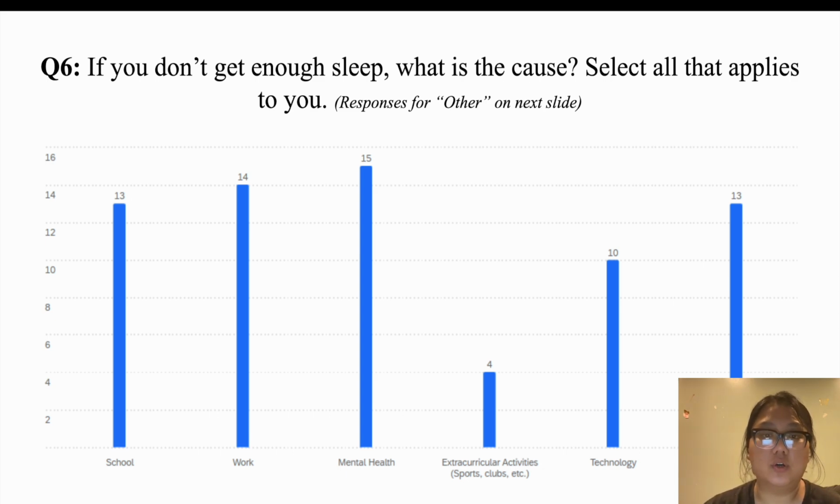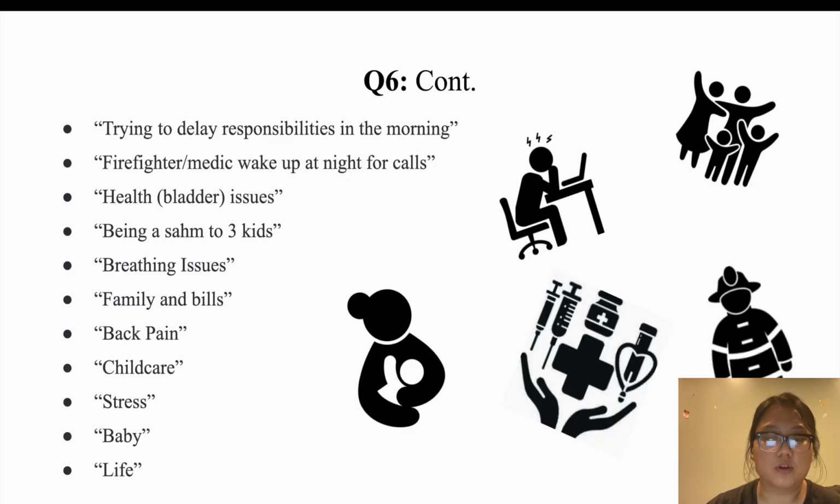Question 6. If you don't get enough sleep, what is the cause? Select all that applies to you. 13 responded with school. 14 responded with work. 15 responded with mental health. 4 responded with extracurricular activities. 10 responded with technology. And 13 responded with others. Respondents were able to choose multiple answers for this, so keep that in mind.